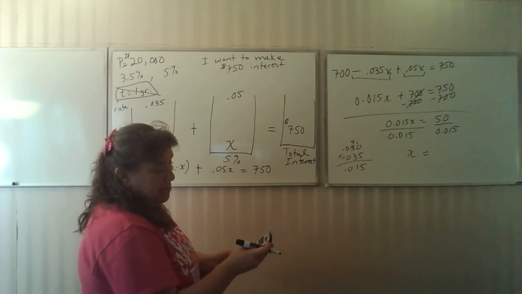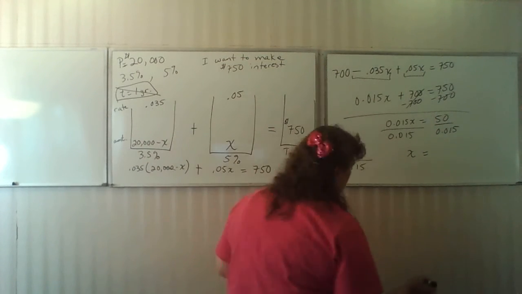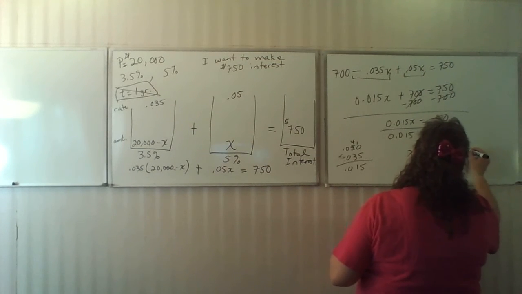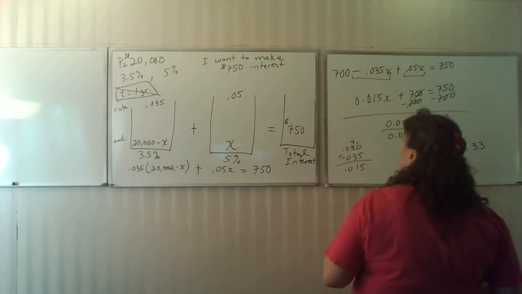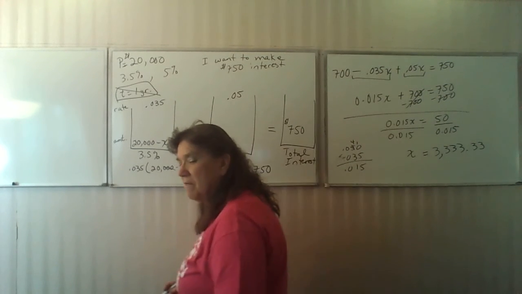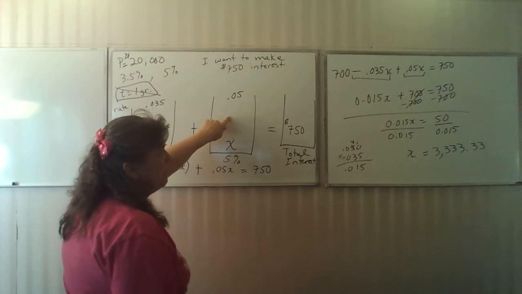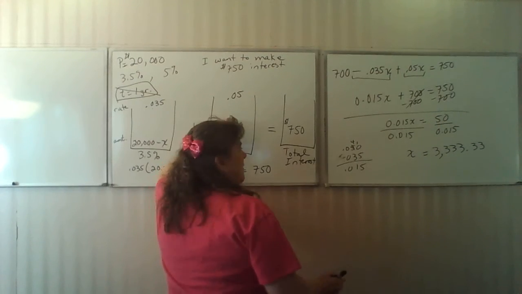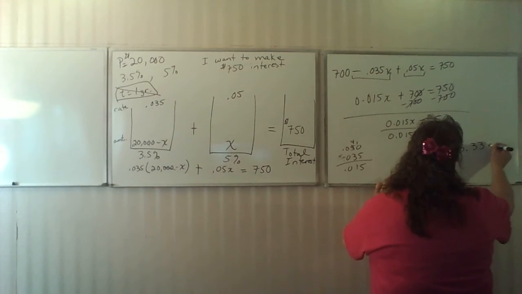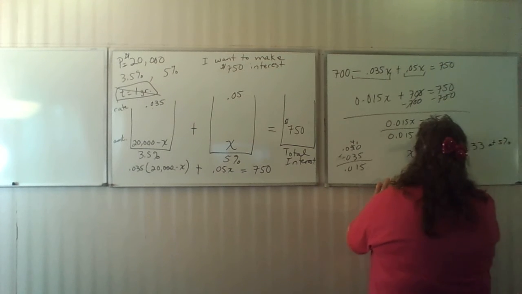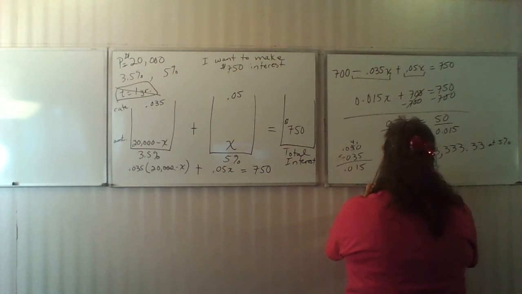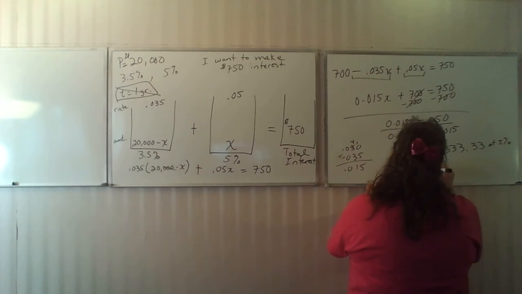Oh, 3,333.33. Okay, so how much do I invest at my 5%? $3,333.33. And that's at 5%, so I'm going to label it and put my dollar signs on it, and then at 3.5%, get the right numbers on this.